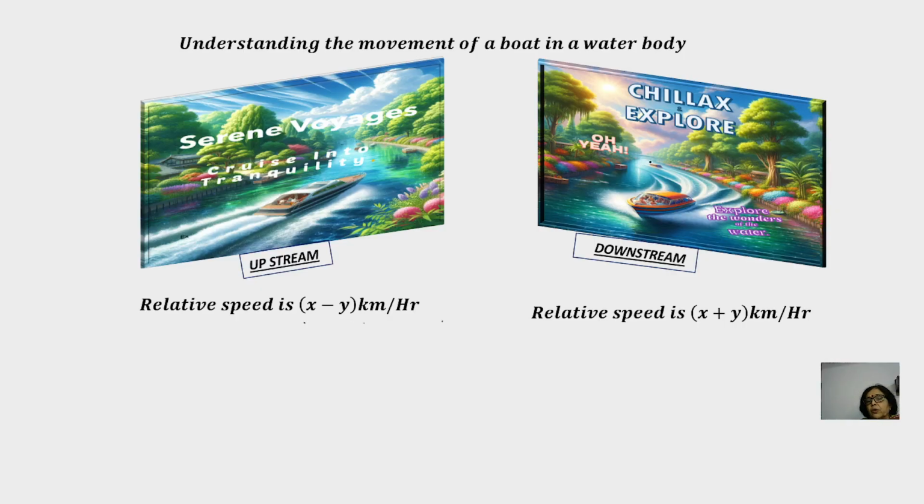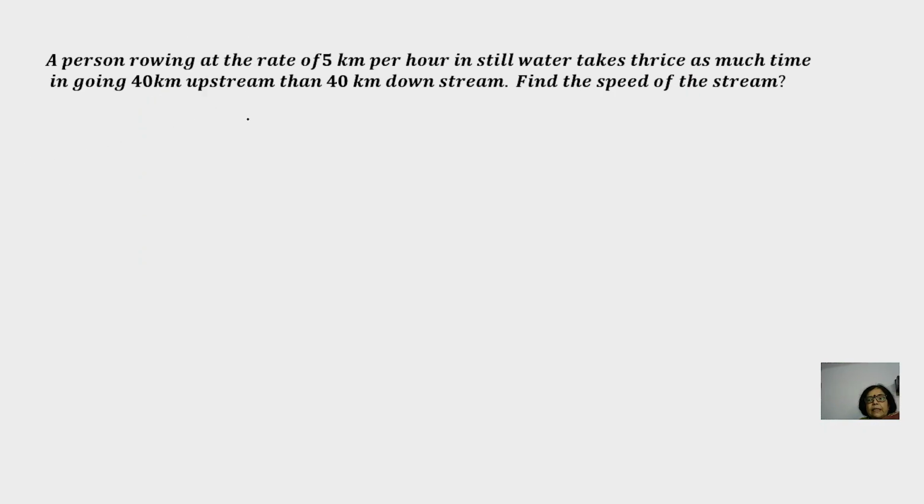But if it is going with the flow of the water, then the relative speed is enhanced and becomes x plus y kilometers per hour. Here, x is always the speed of the object that is moving, say the boat or whatever is moving in the water. So the relative speed becomes x minus y in one case, and here the relative speed becomes x plus y. So let us see what type of questions we get here.